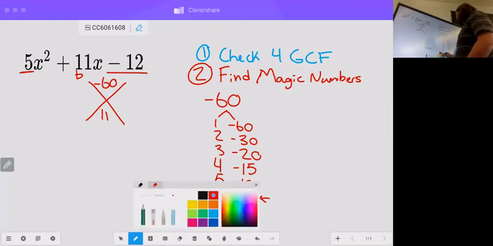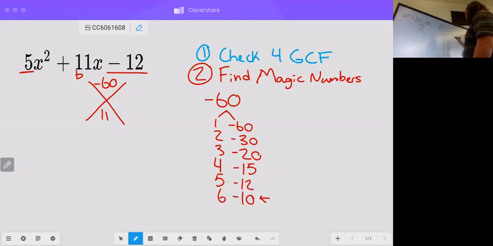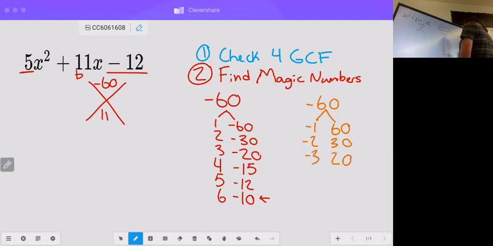So we also have an identical set that's very similar to this. The only difference is that instead of having our 1 be positive, we have -60 over here. We've also got -1 and +60. Those two multiply to give us -60 as well. So we can take our list right here and just change all the signs. -2 and +30, -3 and +20, -4 and +15, and -5, +12, -6, +10. Oops, sorry about that 10, y'all.